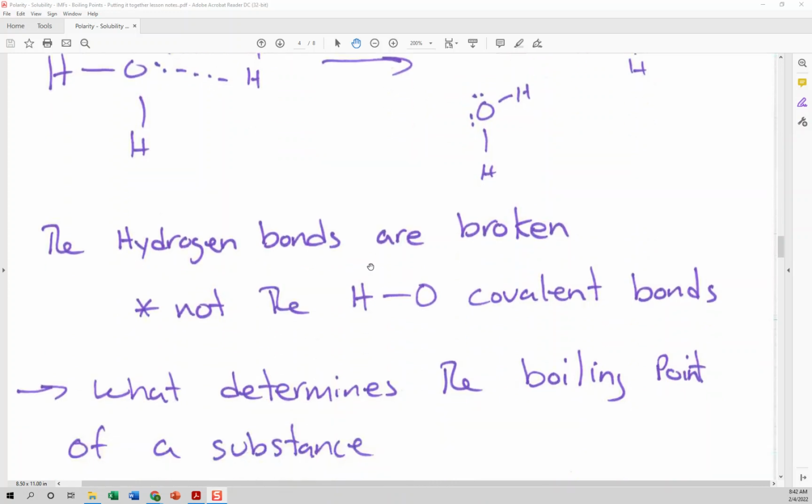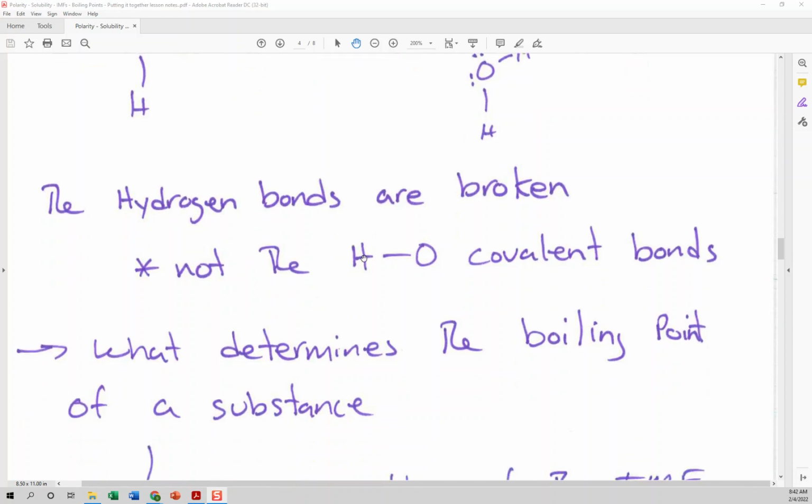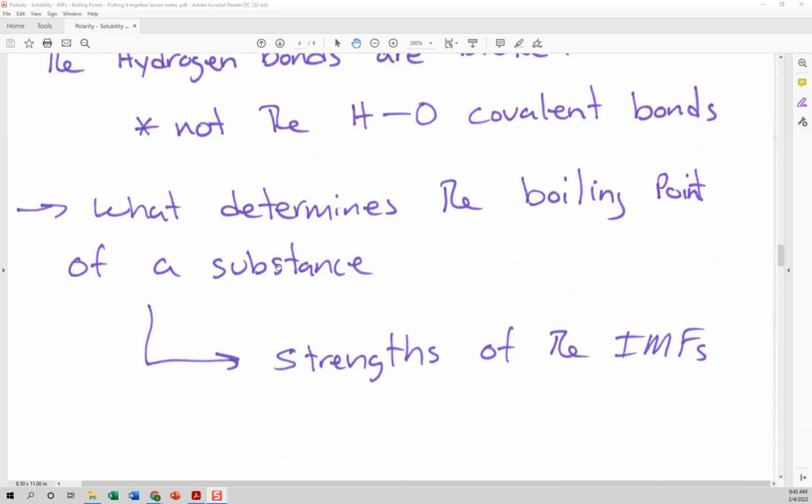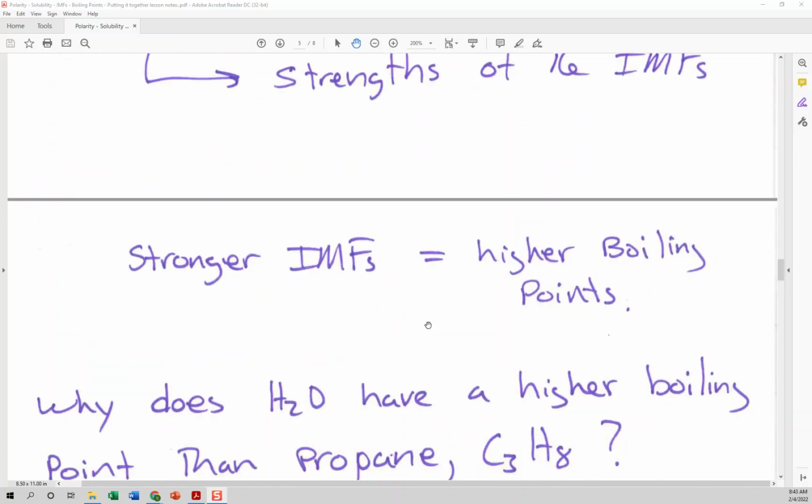So again, IMFs are broken when something vaporizes, not actual bonds. We're not breaking any covalent bonds when water vaporizes. If sodium chloride melts and then vaporizes, we're not breaking bonds. We're breaking IMFs, right? So hydrogen bonds are broken, okay, not the covalent bonds. So what determines the boiling point of a substance? And it would also be true about the melting point. What determines the melting point of the substance? It's the strengths of the IMFs. The stronger the IMFs, the higher the boiling point.